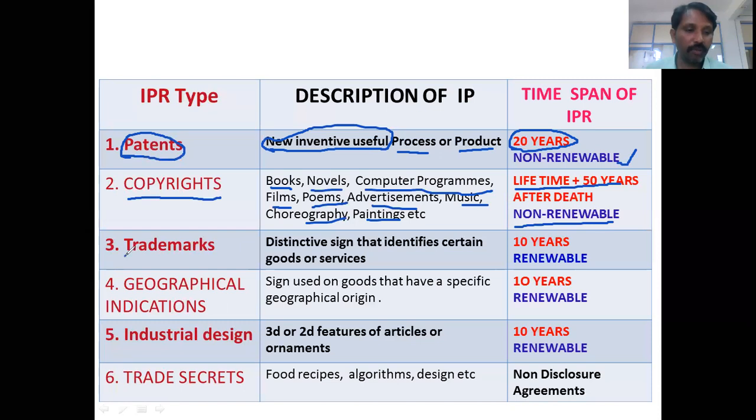The third intellectual property right is trademarks. How do you distinguish your favorite product from its competitor? Based on the sign, name, or symbols. You can differentiate the product you want from its competitor very easily because it has a peculiar or distinct sign. A trademark is a distinctive sign that identifies certain goods and services. Amazon means A to Z, it means they can supply A to Z products.